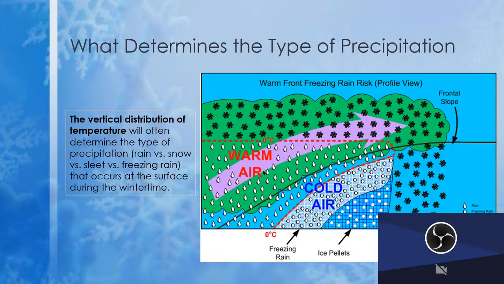The vertical distribution of temperature will often determine the type of precipitation: rain versus snow versus sleet versus freezing rain. And this occurs at the surface. So, you'll see that with a warm front, in this case, there's warm air moving in, and it's riding in over either warm air or cold air. And depending on how much cold air the precipitation falls through determines the type of precipitation that we receive.